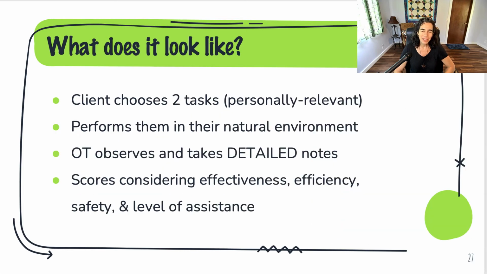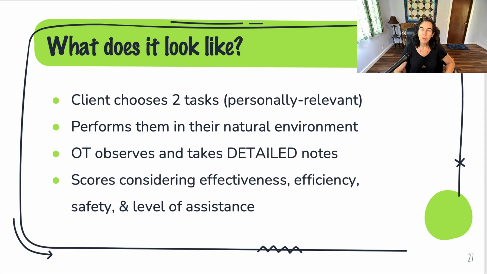What does it look like? Well, the client chooses 2 different tasks, ones that are personally relevant, we would hope, so they have a little motivation, the tasks have meaning, etc. They perform them in their natural environment, and the OT observes and takes detailed notes about how they performed and how they did on the task. The scores consider effectiveness, efficiency, safety, and level of assistance.